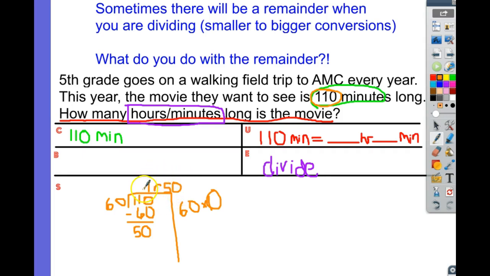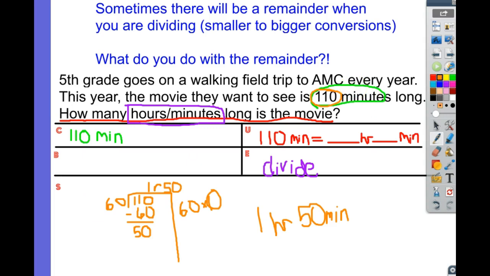So I actually have 1 hour, 50 minutes. So how many hours and minutes long is the movie? It's going to be 1 hour, 50 minutes. So that remainder is going to be the leftover units, which in this case is minutes.